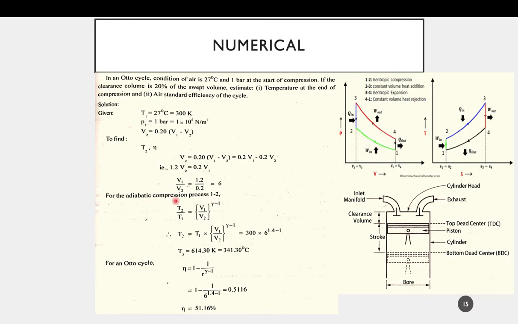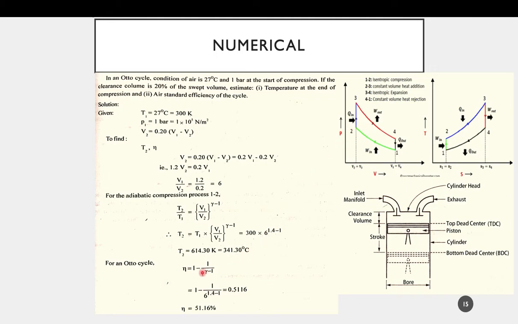For an adiabatic process, we can write the relationship between temperature and volume, which we already know: T2 by T1 is equal to V1 by V2 raised to gamma minus 1. From this, T2 is equal to T1 into V1 by V2 raised to gamma minus 1. Now V1 by V2 is the ratio of total volume by clearance volume, that is compression ratio R. We have already found an expression for compression ratio R using the equation for clearance volume and swept volume, which gave R as 6. So from this you can find T2. T2 is equal to 614.30 Kelvin. That is the temperature at the end of compression, T2.